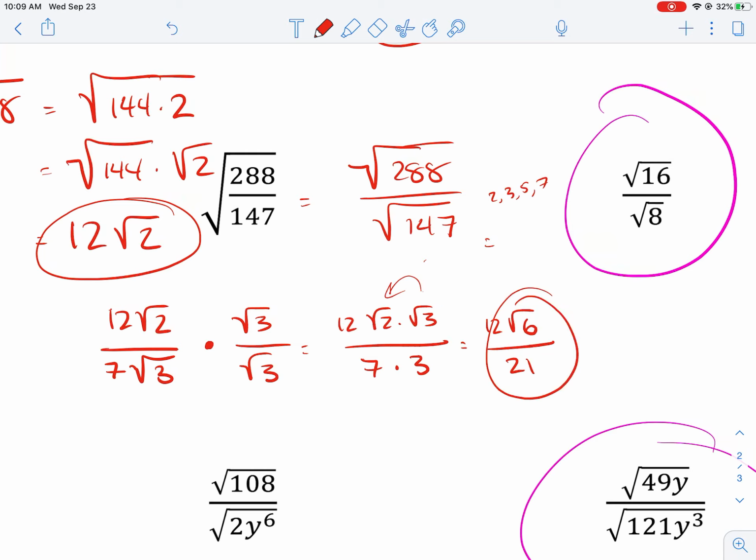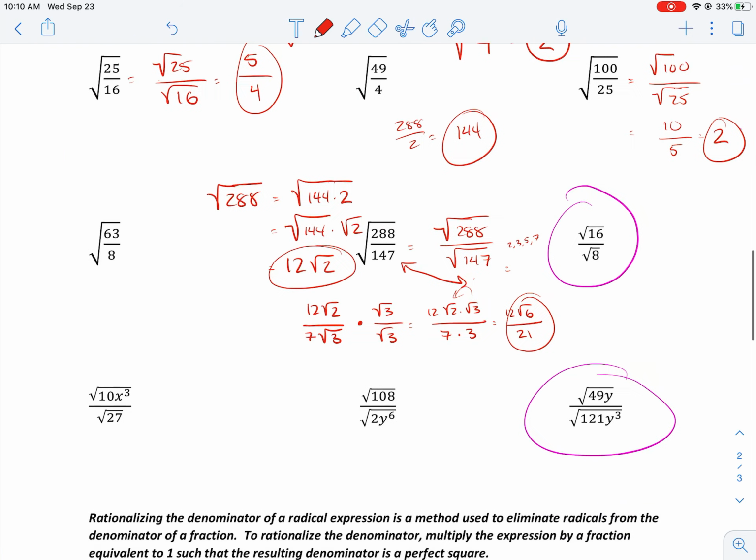And if you were to type that into your calculator, if you went square root of 288 divided by 147, you would get 1.399. And then if you did, in parentheses, 12 times the square root of 6 divided by 21, you get the same exact answer. So this is still equal to this. Okay? So just remember that. We're just simplifying this expression.